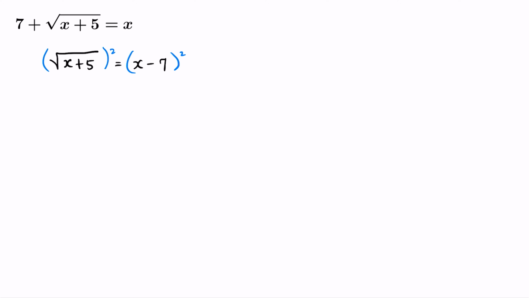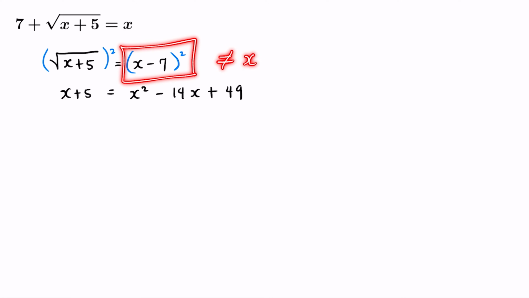Squaring both sides of this equation will give us x + 5 equal to x squared minus 14x plus 49. So be careful in expanding this one. This is not equal to x squared minus 49. For the square of x - 7, you have to multiply x - 7 by itself. You can use the FOIL method or just use the formula for the square of a binomial.